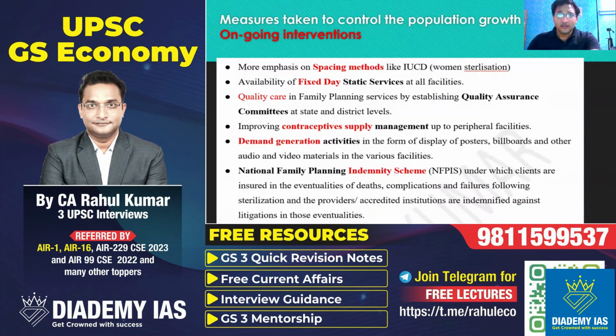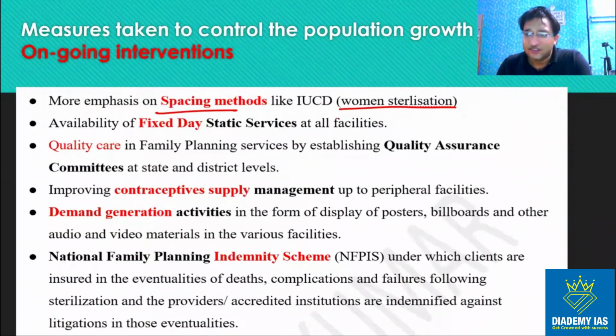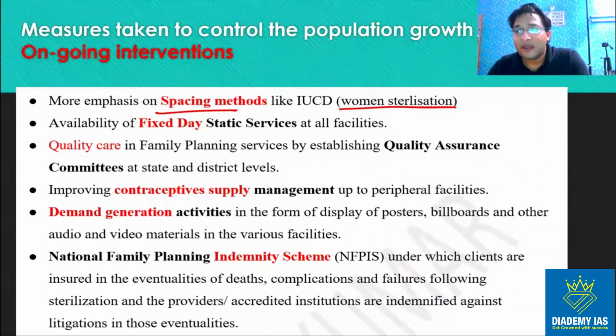What are the ongoing interventions for the population growth control? ठीक है, तो what are we doing? अभी इस समय हम क्या कर रहे हैं? We are focusing on the spacing methods by using women sterilization, right? So temporary sterilization होता है for 3 years, 5 years as per the choice of the women. So these temporary spacing methods are there.